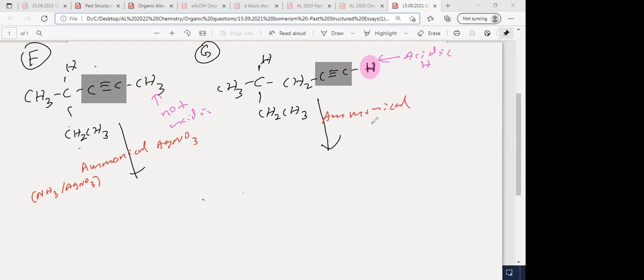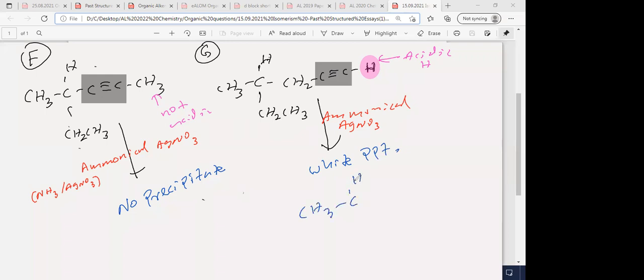If you want, I'll write the product, but in the exam they have given just the method only. No need to write the product formed. Ammoniacal silver nitrate. So what is the product formed now? The product will be like this. This side no precipitate, because no acidic hydrogen. This side you get a precipitate. A white precipitate will be formed. I put PPT, precipitate.